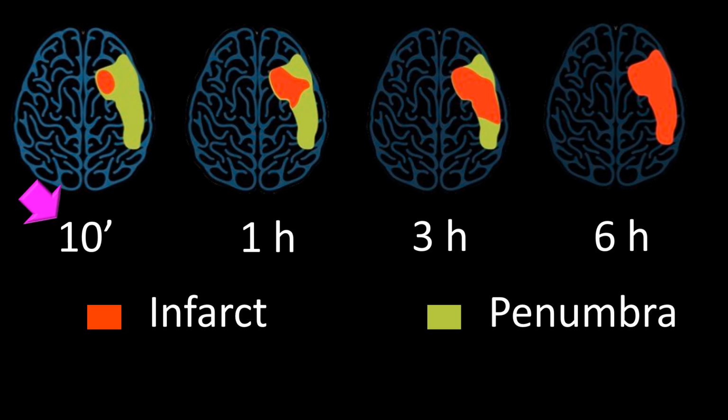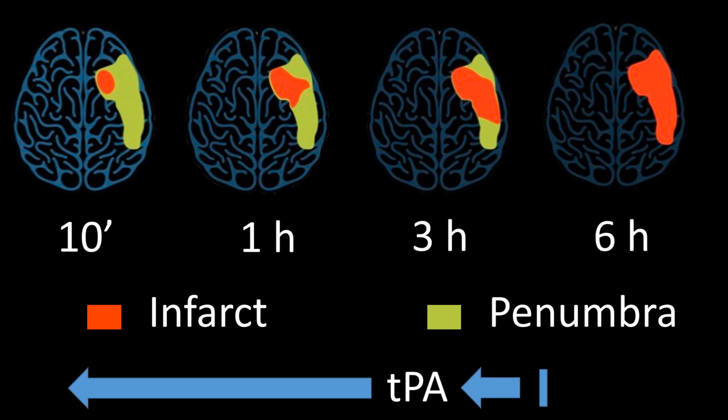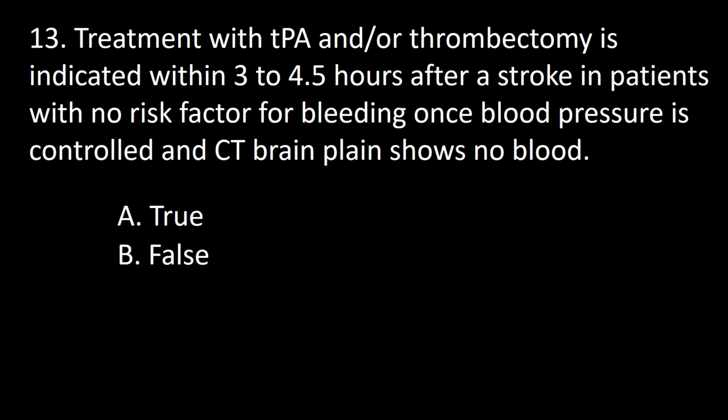10 minutes after stroke, the infarcted area is relatively small compared to the penumbra. By 6 hours, all the penumbra will become an infarct. Hence, treatment within 3 and 4.5 hours of a stroke onset using IV injection of recombinant tissue plasminogen activator and or thrombectomy may change the natural progression of a stroke and decrease the extent of the infarcted area. So the answer to this question is true.